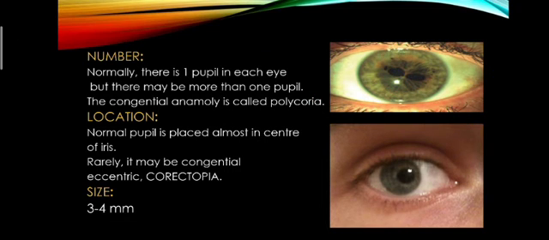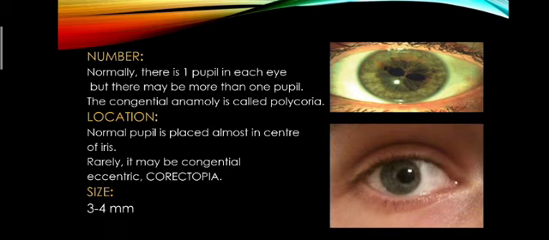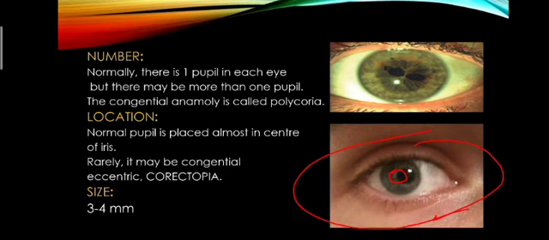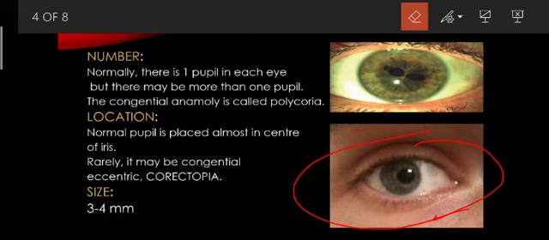Now, the location. The normal pupil is placed almost in the center of the iris, but in some cases it can be congenitally eccentric also, known as keratoconus. Here is the image of a patient suffering from this condition. Our normal pupil must be present here in the center of the iris, but as we can see, it is not present exactly in the center, it is present towards the periphery. So this image depicts the eccentric pupil.